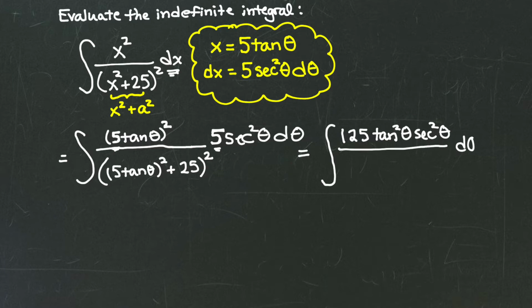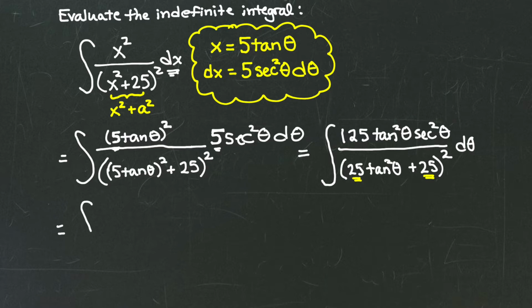Now, what about that bottom? Well, 5 squared is simply going to be 25. And tangent squared, well, that's tangent squared. So on the bottom, I have 25 tan squared plus 25, all squared. And that's good. Remember, we're looking for patterns here, and so we like to set it up so we can factor. That's the whole trick with this trigonometric substitution.